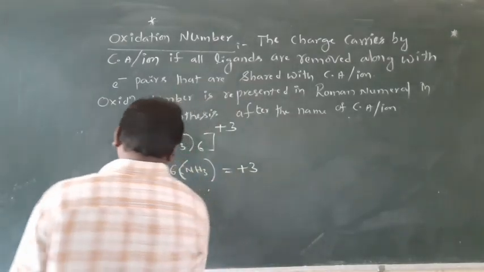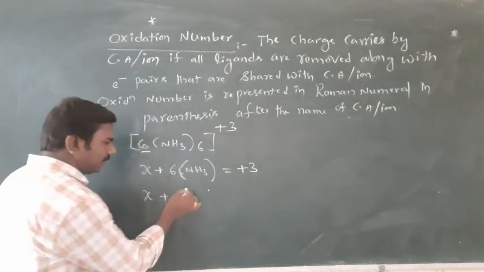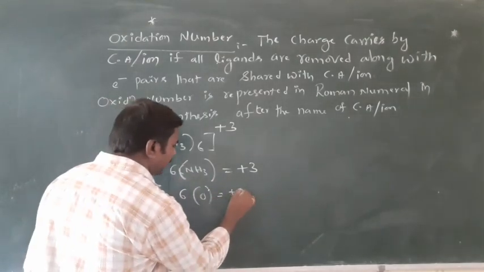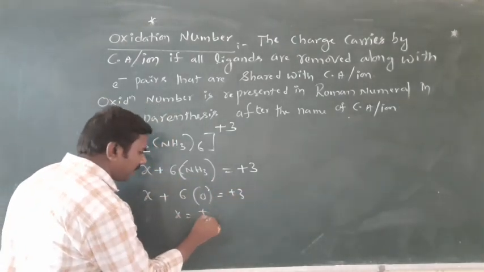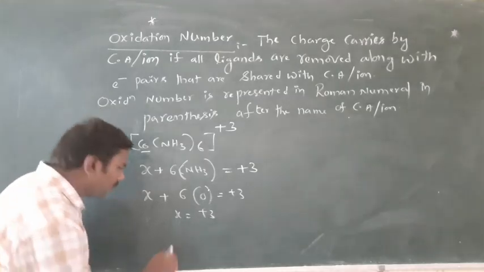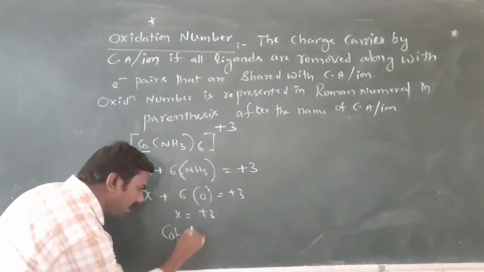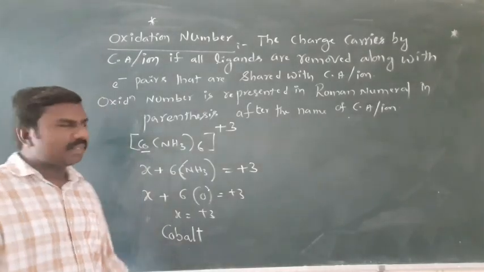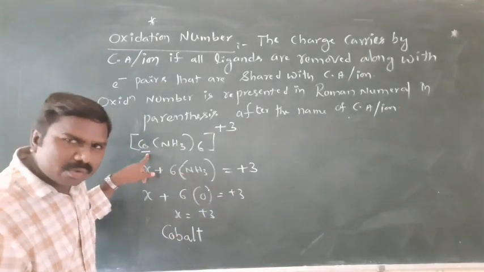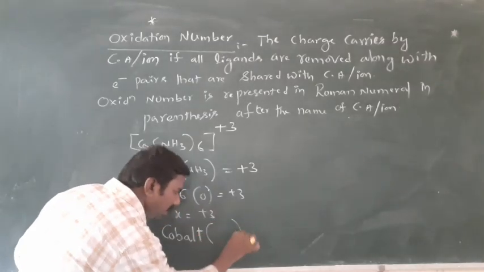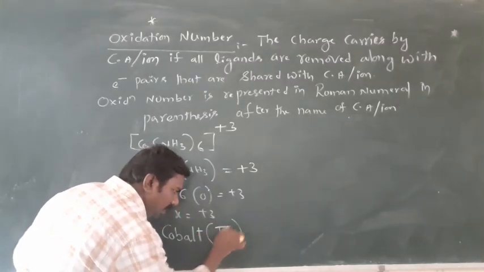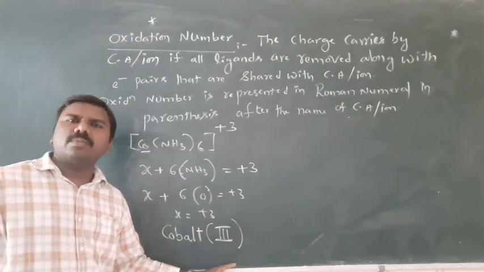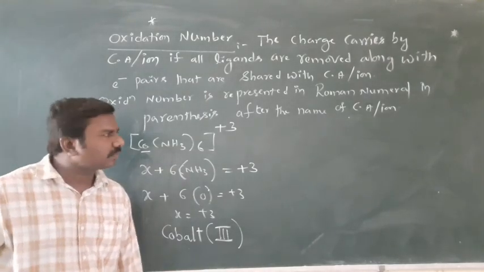So X, the cobalt, plus 6 into 0 is equal to plus 3. Then X equals plus 3. Then the cobalt oxidation state will be represented in a bracket after the name of the central atom. The name of the central atom is cobalt. After that, the oxidation state of cobalt is represented in a Roman numeral, cobalt(III).